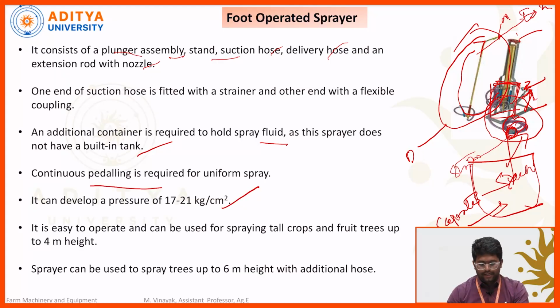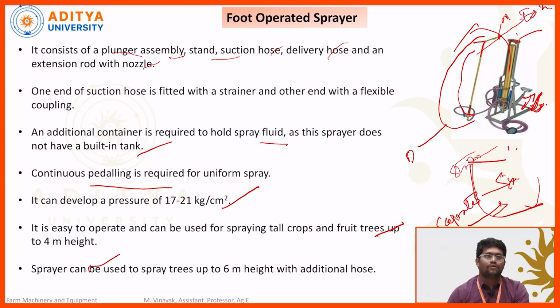Here continuous pedaling was required for uniform spray. This one is a pedaling. So here the continuous pedaling was required, like this motion. Okay, it is easy to operate, and can be used to spray tall crops up to a height of 4 centimeter.